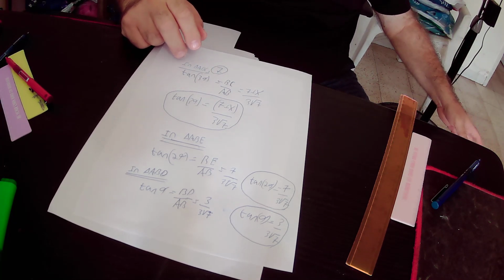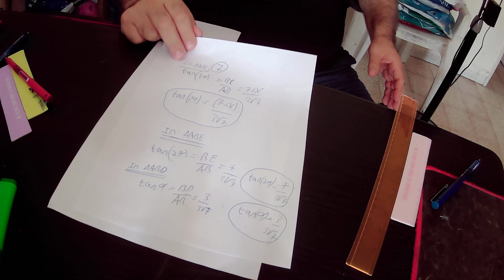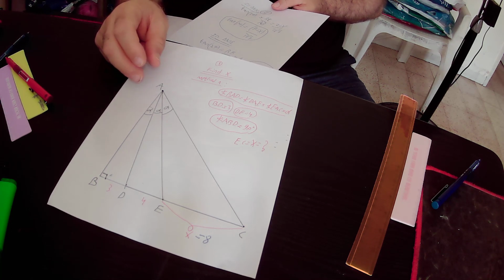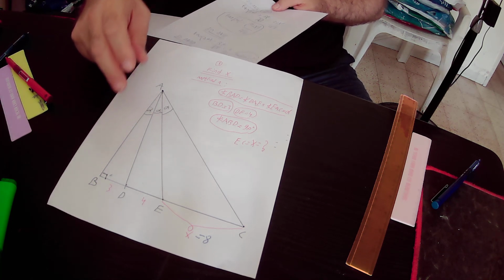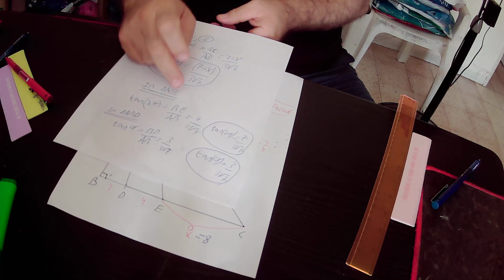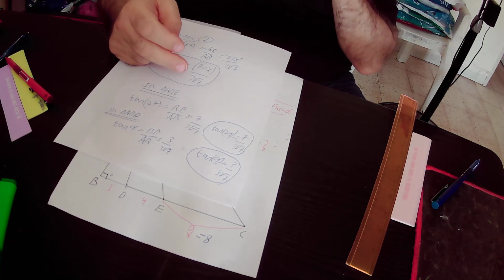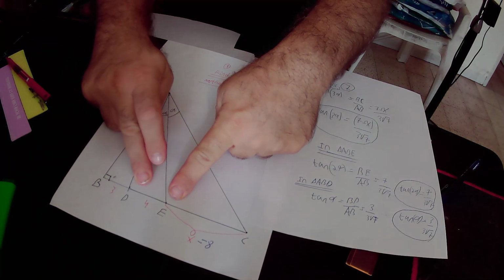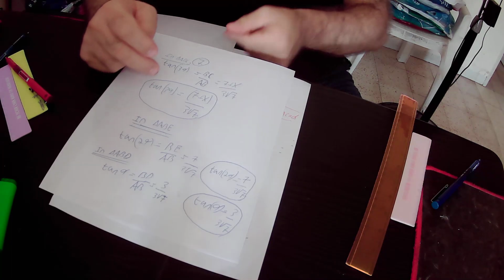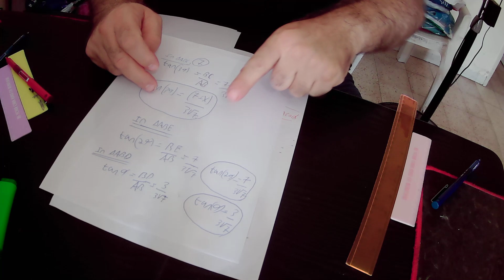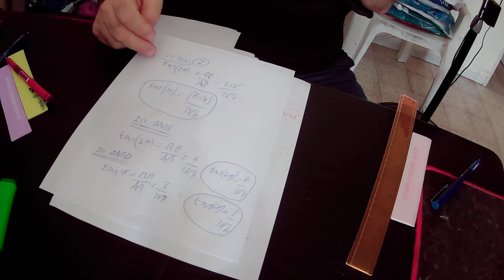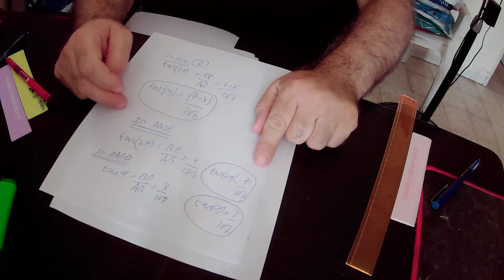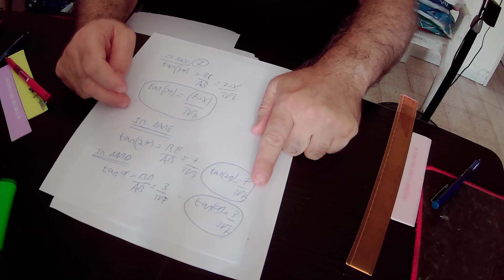Okay, and then we focused on the right triangle ABE. In the right triangle ABE, we know that tangent 2 alpha equals BE over AB. BE equals 4 plus 3, that is to say 7. BE equals 7, and AB equals 3 times root 7, that's the value that we have already found. So the value of tangent 2 alpha equals 7 over 3 times root 7.